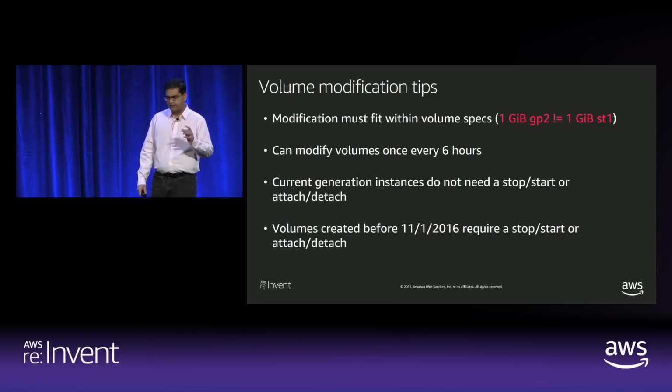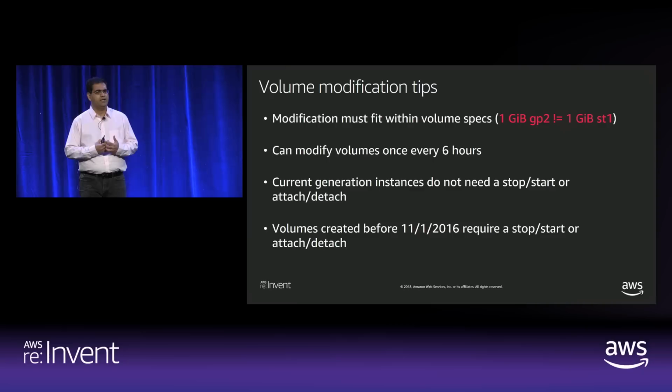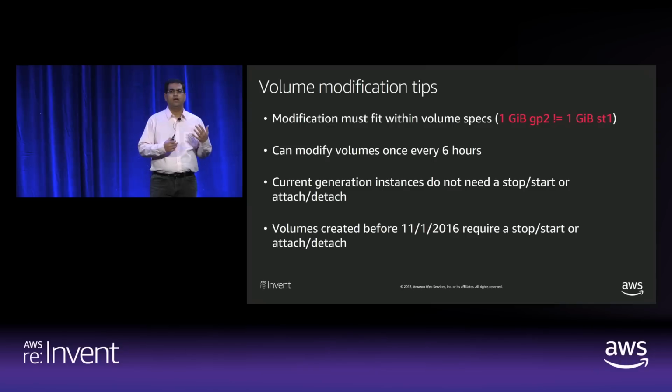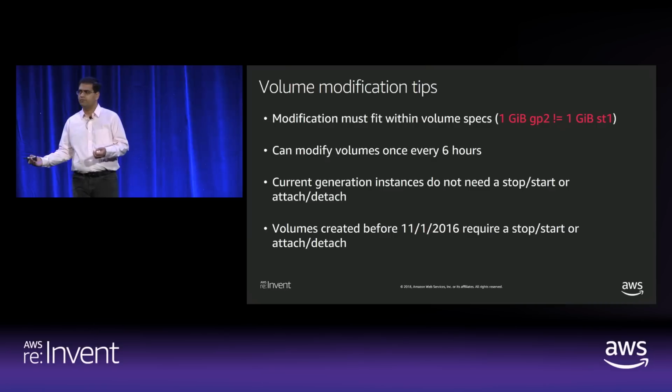So some tips and tricks. And I'll cover one that has come up recently in customer conversations. First is your modification must fit within the volume specs. Right? As I mentioned earlier, SC1 has a minimum entry size of 500 gig. So if you're converting from a 1 gig GP2 volume, you can't convert to a 1 gig SC1 volume. You need a minimum of 500 gig assigned there.